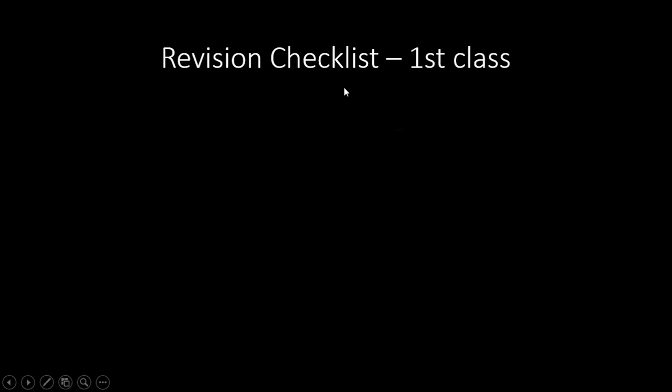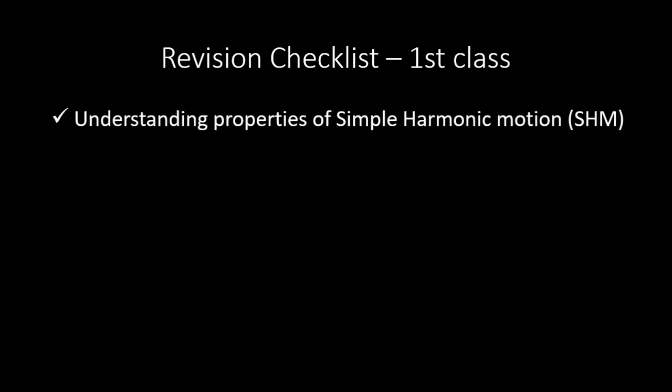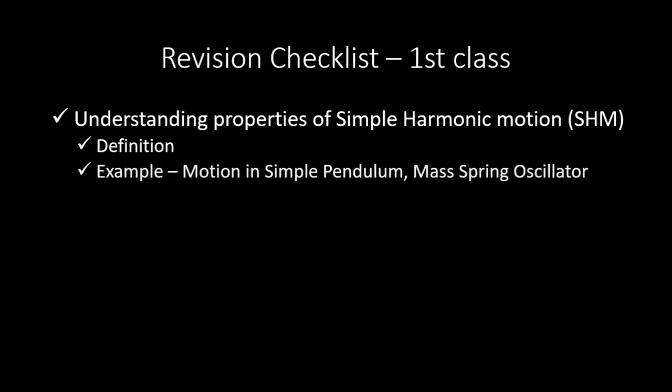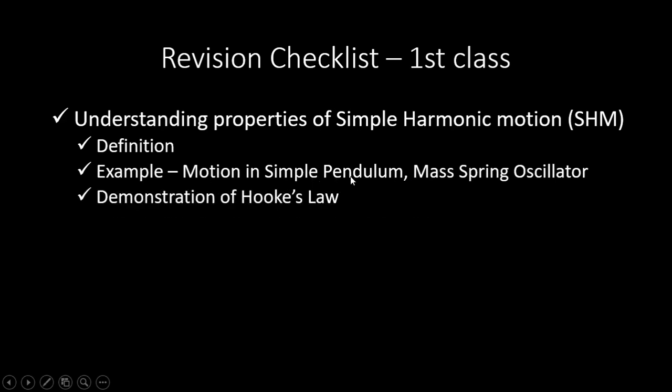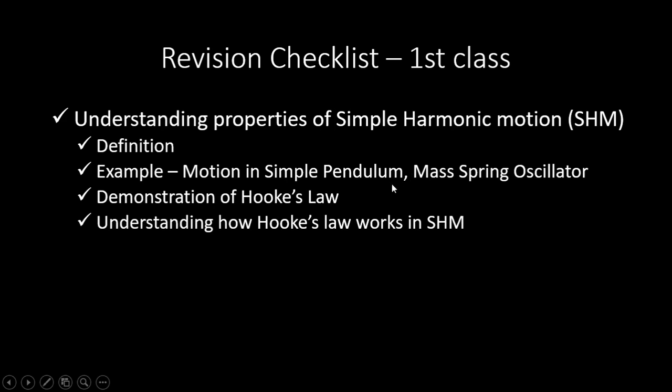So at the end of today's class, let's revise what we have learned. We have understood the properties of simple harmonic motion. We have provided the definition. Now we know the advanced acceptable definition of simple harmonic motion, and as an example we can say the motion of a simple pendulum or mass spring oscillator. And we have demonstrated Hooke's law, and we have understood how the mathematical formula used in Hooke's law is also applicable for simple harmonic motion.